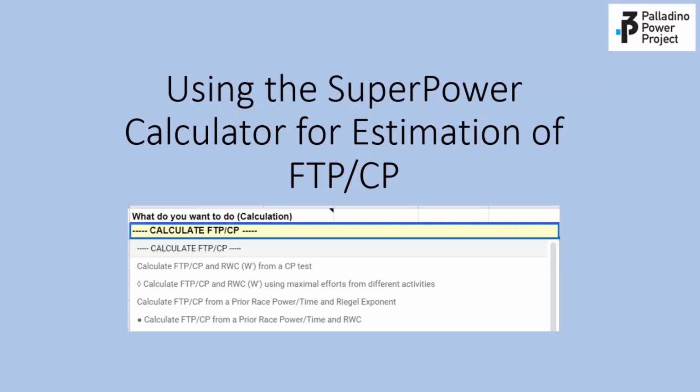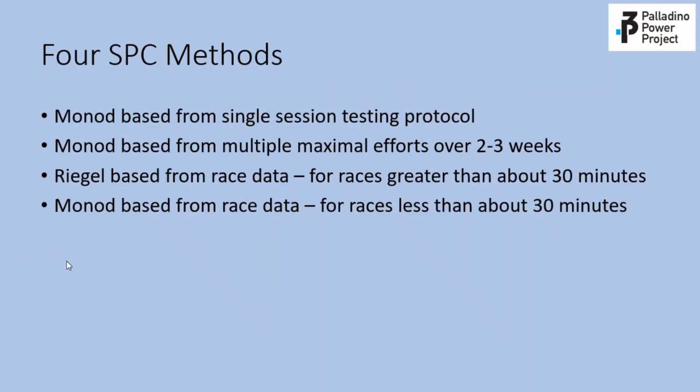This one here is not on a specific calculator within the SuperPower Calculator, but a review of the four options, soon to be four options, that we have for estimating FTP or CP. Currently in version 4, there are three, and then we're adding one more in version 5. And I'll go into that in just a moment.